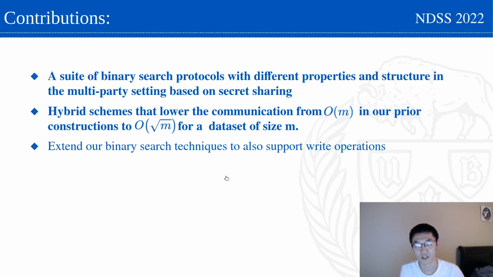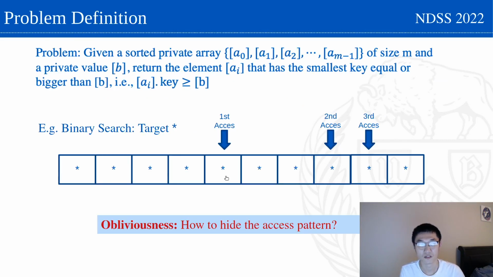So for the binary search problem, we assume that we have a sorted array, which is private, and also a private target value, which is denoted as B. What we want to do is to find an element that has the smallest key that is equal to or bigger than the given target.